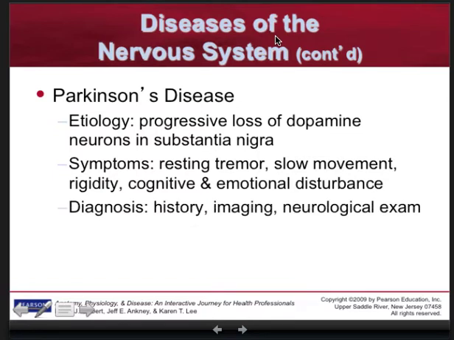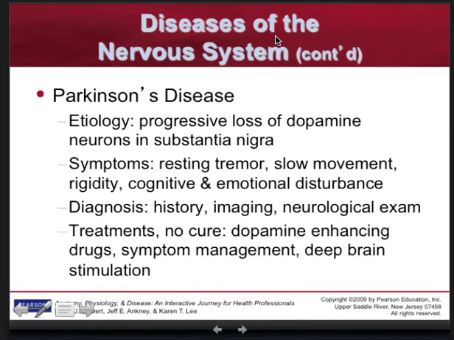The diagnosis includes a history, imaging, and a neurological exam. There's no cure, but dopamine enhancing drugs are often used. We treat the symptoms, and we can also use deep brain stimulation in some cases. And we did touch on the fact that to say there's no treatment isn't entirely true.